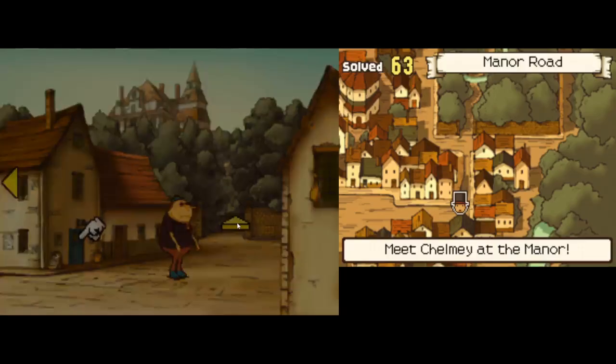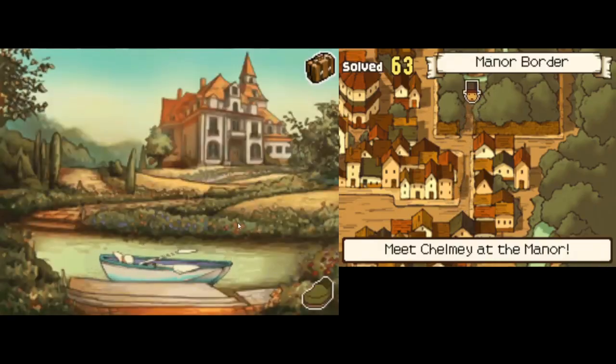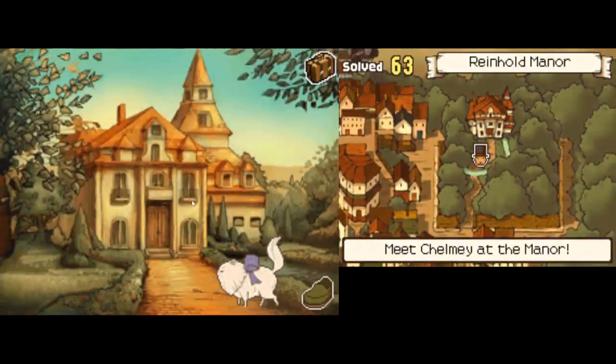Let's just continue on here. And let's see if we can find any hint coins lying around here, just in case. Oh, found one. Alright, let's go.